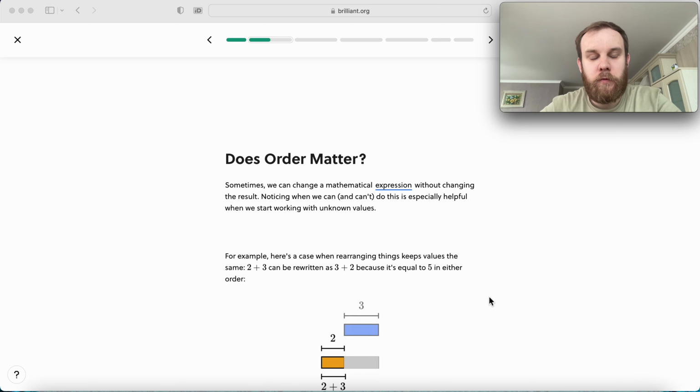Today I want to learn a bit more about algebra and particularly about order.